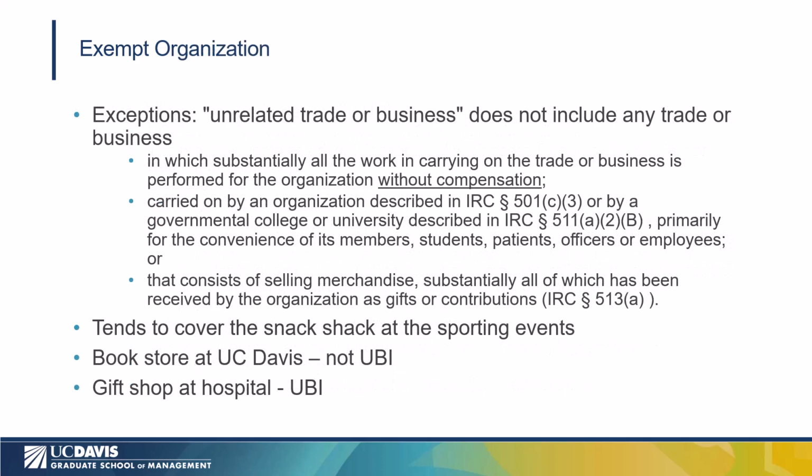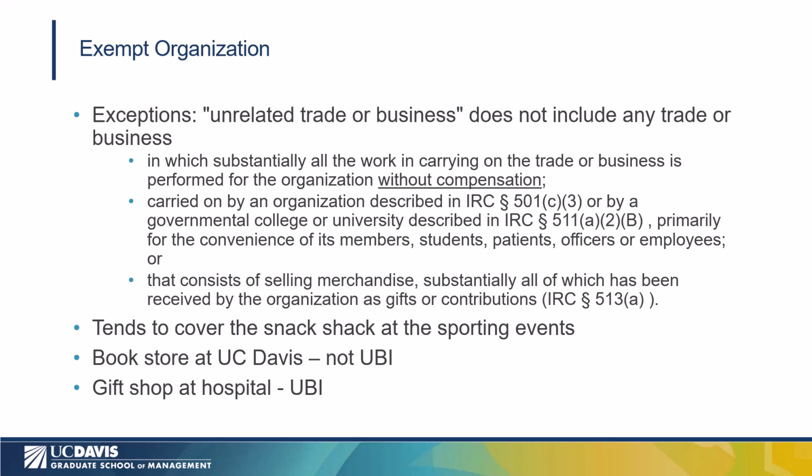All right. So exceptions: unrelated trade or business does not include any trade or business in which substantially all the work being carried out for the trade or business is performed for the organization without compensation. So if you have a full volunteer staff. Or if it's carried on by a 501(c)(3) or a college or university, primarily for the convenience of its members, students, patients, officers, or employees. Or, so these are ors, that consists of selling merchandise, substantially all of which has been received as a contribution. So these tend to cover things like the snack shack at youth sporting events, right? So the booster club collects things to sell at the snack shack through donation, and then they sell them. That's not going to trigger unrelated trade or business. They also probably have all volunteer staff as well.